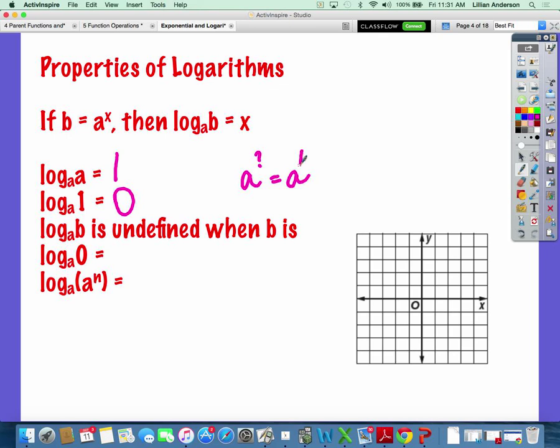Same thing here, it'll be a. So what gives me 0? The only thing that can ever give you 1 is a to the 0 power. Log base a of b is undefined when b is negative. You cannot take the log of a negative number. So b always has to be positive. Log base a of 0 is, that would be log base a of 1.